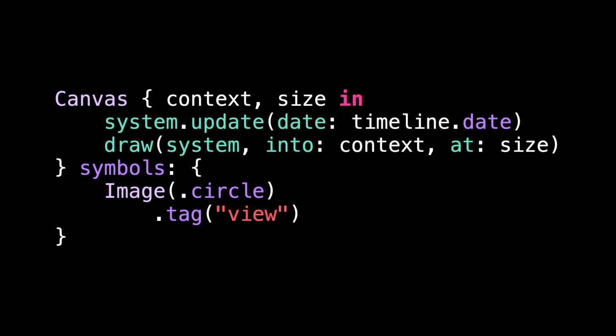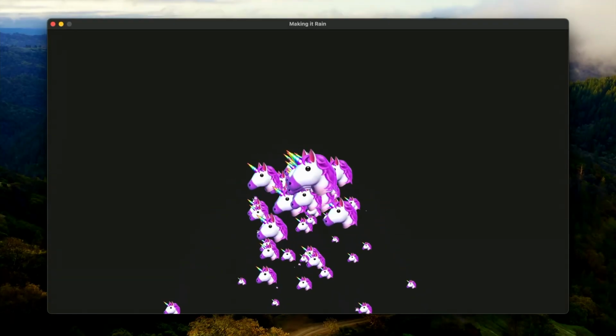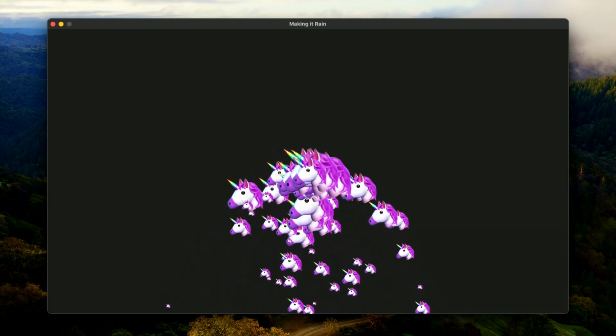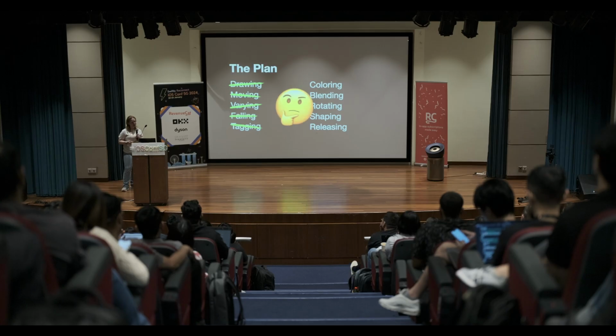Well, it's identical because we're sending the same image into the canvas to be drawn. But we don't need to anymore. We can send any SwiftUI view in. So, we could switch the image out for an emoji with a custom font size, and now we have unicorns everywhere. So that's tagging done. Or is it?